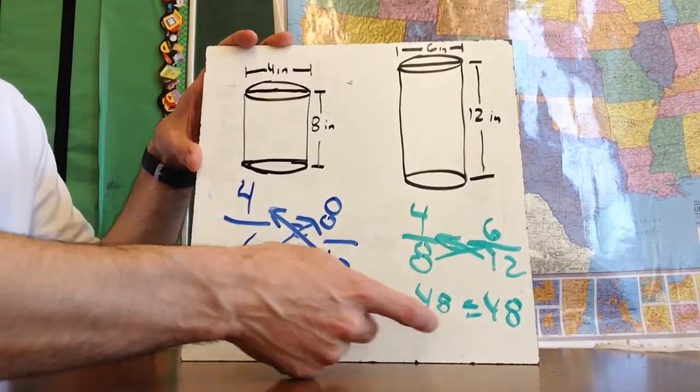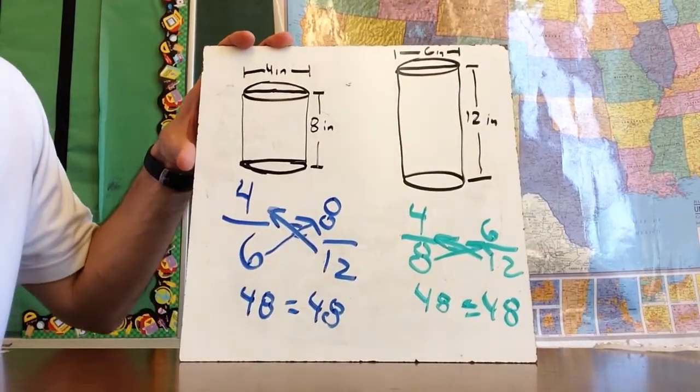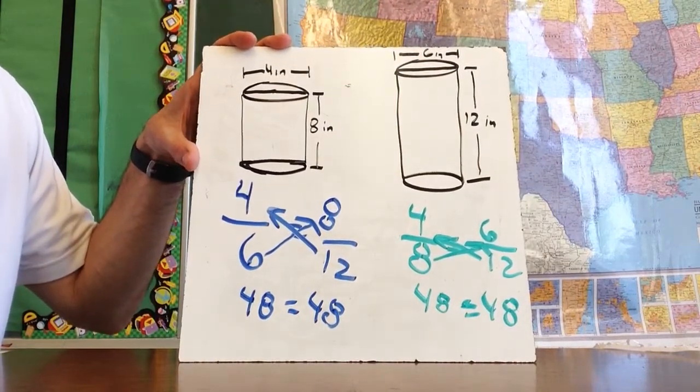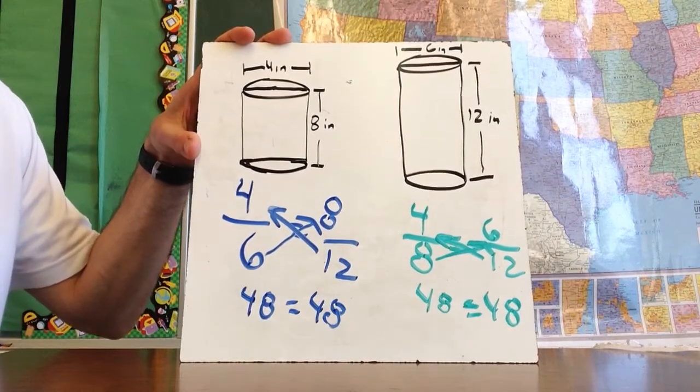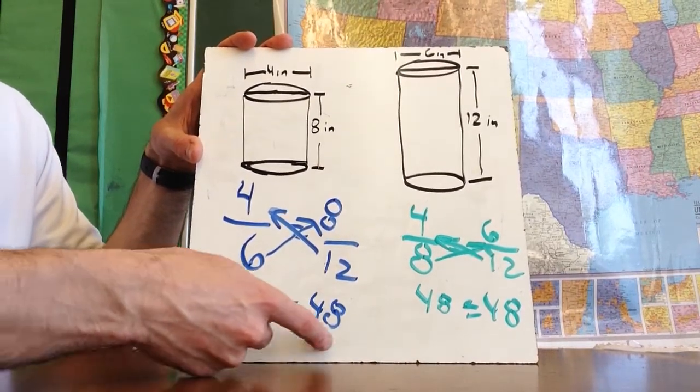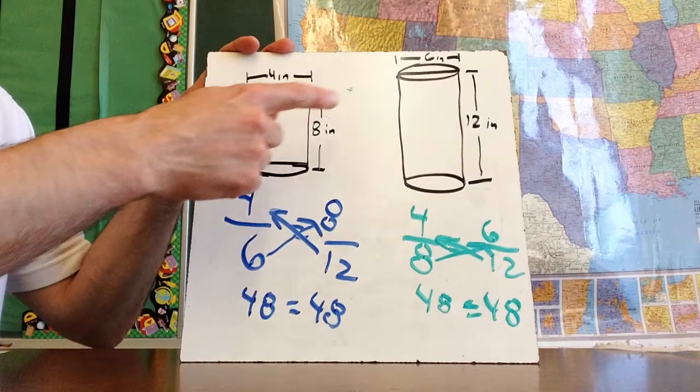So remember, you don't necessarily have to do both of these. Either one of them would work. And there are other ways that you could set up these ratios as well, but those might be two of the more common ways. Now, if these two numbers are not the same, then these two are not similar.